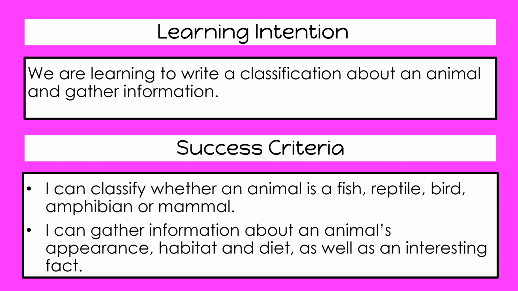Now, before we finish up today, let's check our learning intention and success criteria. We are learning to write a classification about an animal and gather information. I can classify whether an animal is a fish, reptile, bird, amphibian, or mammal. So that was in our classification sentence at the top of our gathering information worksheet. Our classification, that's where we had to write about what type of animal it was. And hopefully you did that.